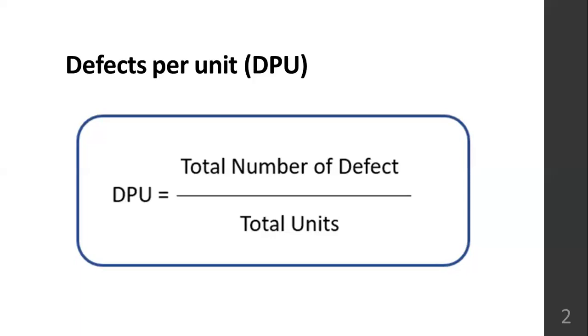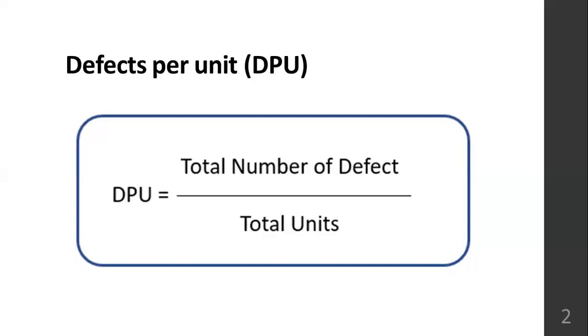For example, 300 cars are manufactured. In all these 300 cars, however many defects there are, from seat to engine to dashboard to tires, each and every part, what is the total number of defects found in the 300 cars that you have manufactured? That will be the numerator. And what will be the denominator? 300, because you are finding the defects only in the 300 cars. You have only made 300 cars.